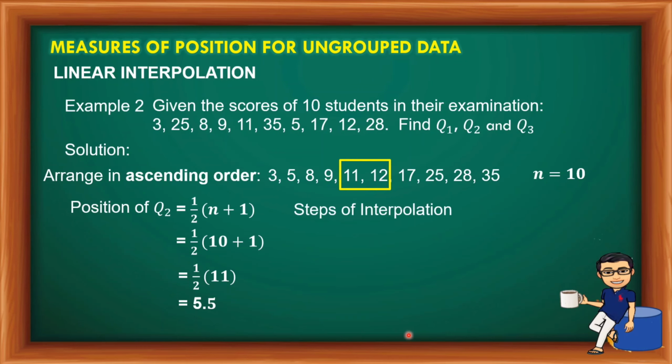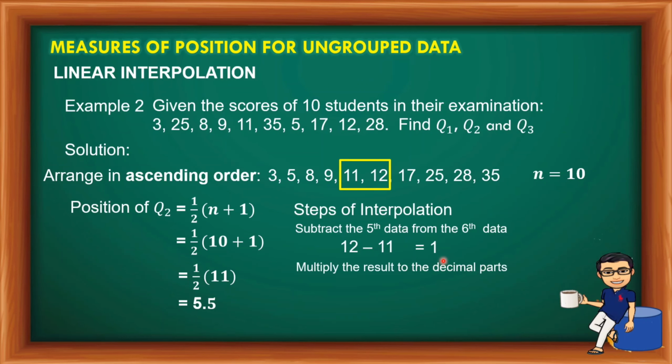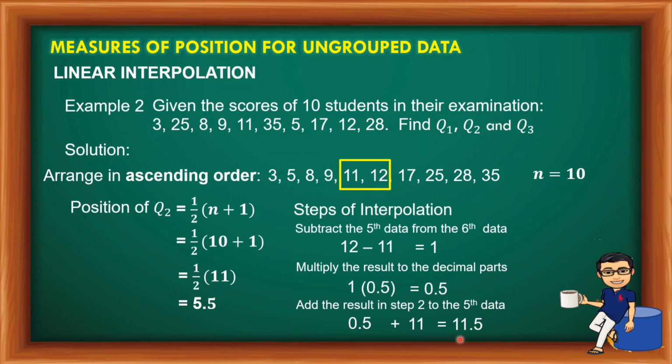So, we have this. So, gamit ulit yung step, subtract 5th data from the 6th data. Ito yung 5th, ito yung 6th. 12 minus 11, that is 1. Then, multiply yung result, which is 1, times the decimal of this, which is 5 tenths. So, that will be equal to 5 tenths. Then, add the result, itong result natin dito sa step 2 plus yung mababa sa 11 at 12, which is 11, is equal to 11 and 5 tenths. Therefore, ang ating quartile 2 is 11 and 5 tenths. So, dito siya nakaposisyon sa pagitan ng dalawa.